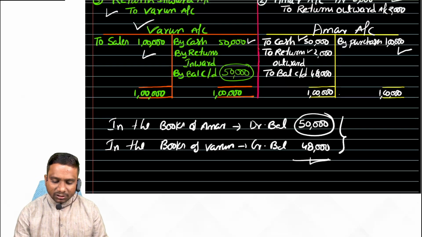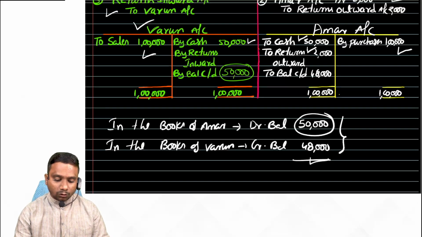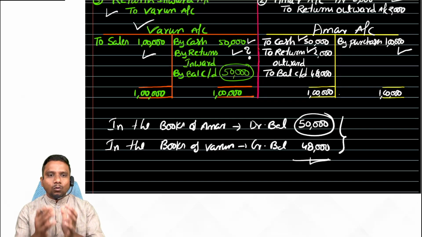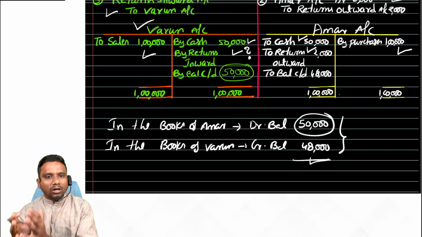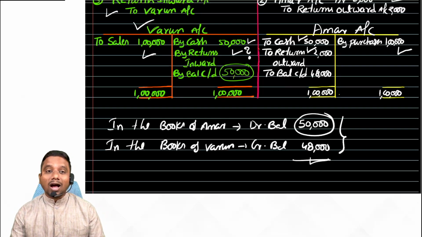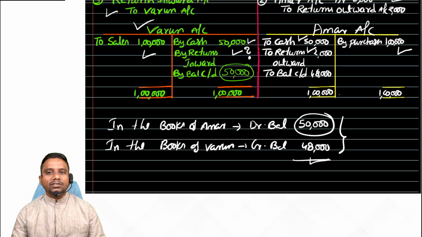Amar recorded purchase returns 2,000. The same should be recorded by, sorry, Varun recorded 2,000 rupees purchase returns. The same must be recorded by Arun on the credit side. But where is the entry? Try to understand. There is no entry. What happened here? Here, one transaction is recorded by one party, but the same is not recorded by the other party. So automatically there is a difference in the balance.